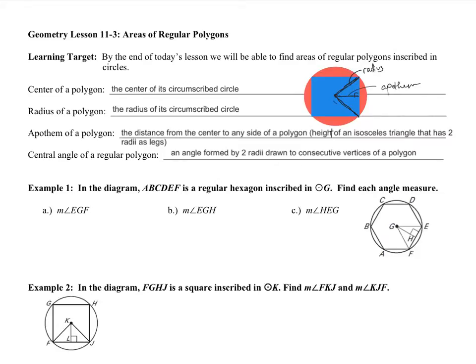And the central angle of a regular polygon is the angle formed by two radii drawn to consecutive vertices of a polygon. So what we have here in the middle would be called the central angle, with two radii drawn to consecutive vertices. So these are two consecutive vertices.